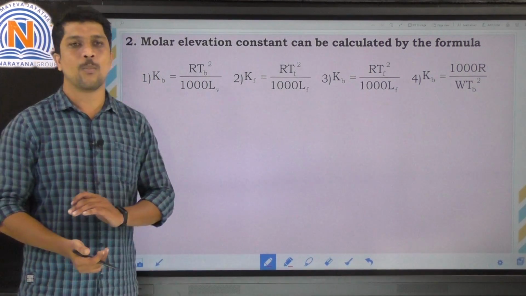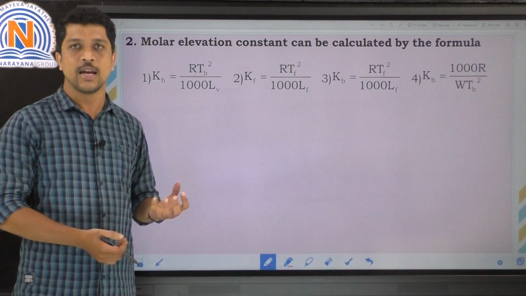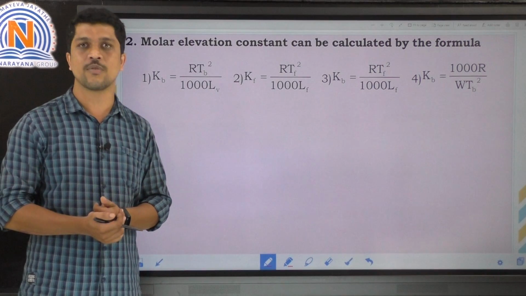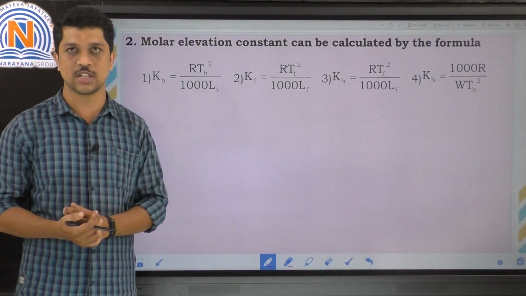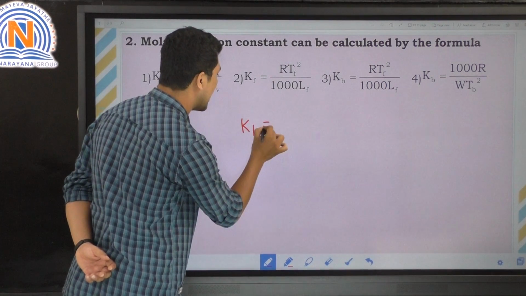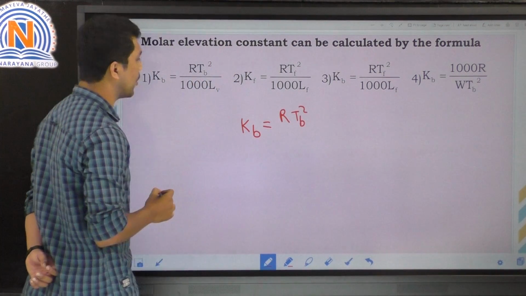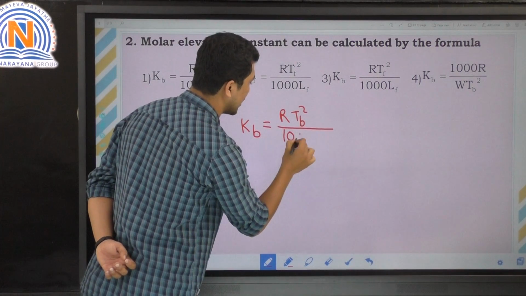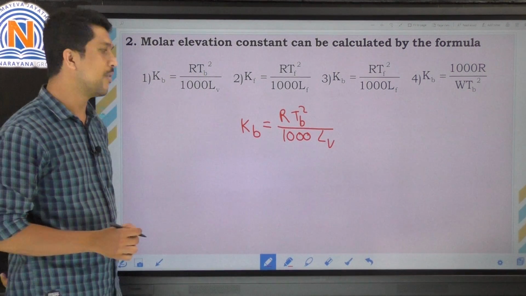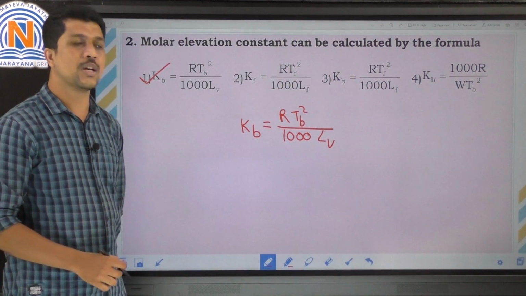Here is the second question. Molar elevation constant can be calculated by the formula. Just now we discussed that the elevation of boiling point when 1 mole of solute is dissolved in 100 grams of solvent is called the molar elevation constant. So the molar elevation constant is represented with Kb. So Kb equals RT square B, this is the elevation of boiling point by 1000 into the volume of the solution, right? So the correct option is the first option. Clear? Let's move on to the next question.